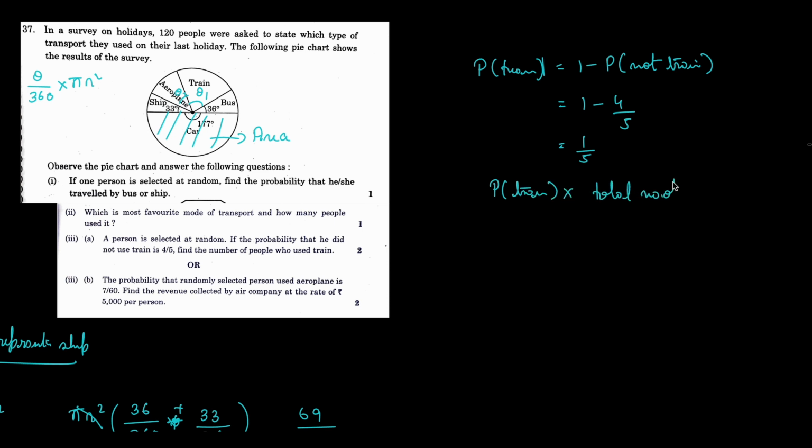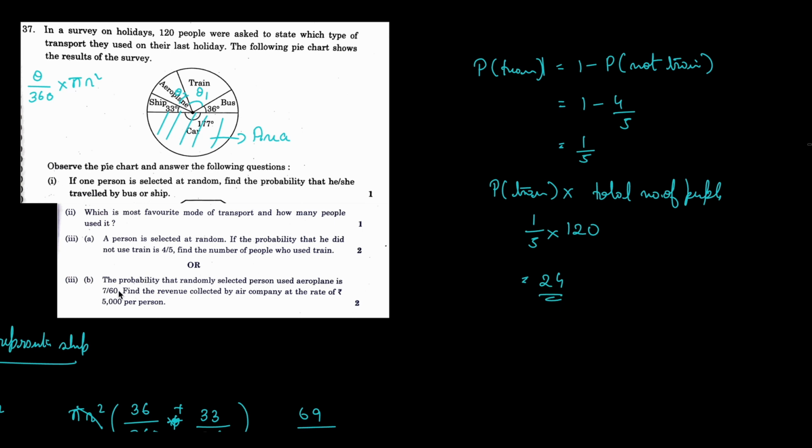Now going to the last part: a person is selected at random. If the probability that he or she does not use train is 4 by 5, then find the number of people that use train. Now if the probability of not using train is 4 by 5, the probability of using train will be 1 minus the probability of not using train. That will be 1 minus 4 by 5, which is 1 by 5. So the number of people using train will be the probability of train into the total number. That will be 1 by 5 into 120, that is 24.